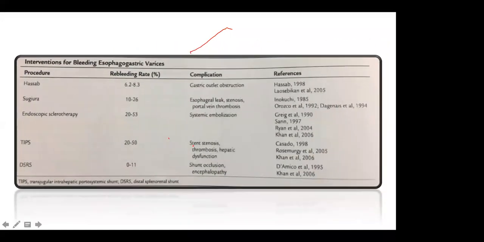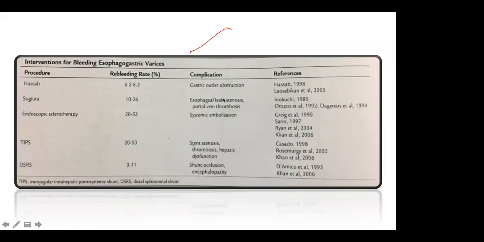If you compare all these measures of intervention for bleeding esophageal varices, looking at Hassab, the rebleeding rate is nearly 6 to 8%, and the most common complication is gastric outlet obstruction, because sometimes both vagi can be incidentally cut. For Sugiura, the rebleeding rate is 10 to 26%, and it is associated with esophageal leak or stenosis, or sometimes portal vein thrombosis.